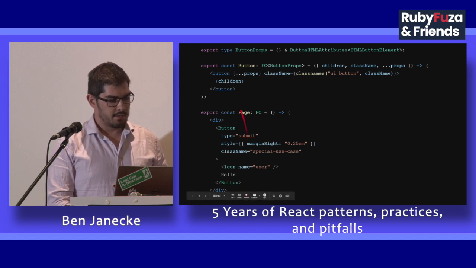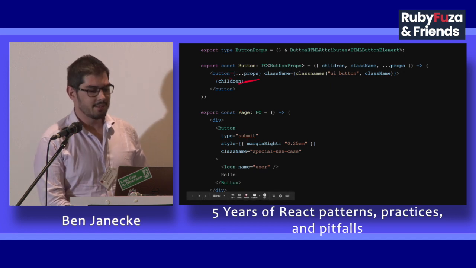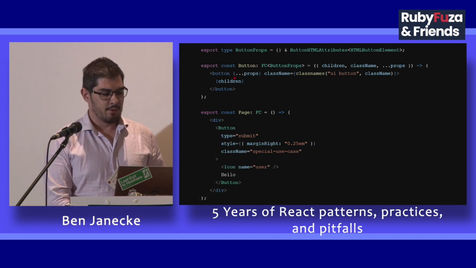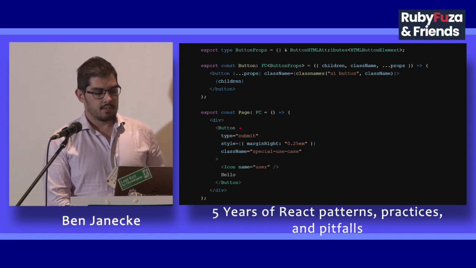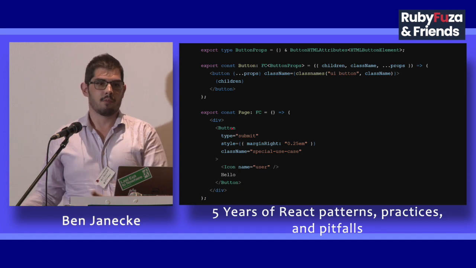Let me just get a pointer instead of a cursor. That's cool, isn't it? So I'm passing all of the remainder of the props. I'm passing down my class name. I'm composing with children. So what does this give me? It gives me the ability to set that button's type to submit, for example.